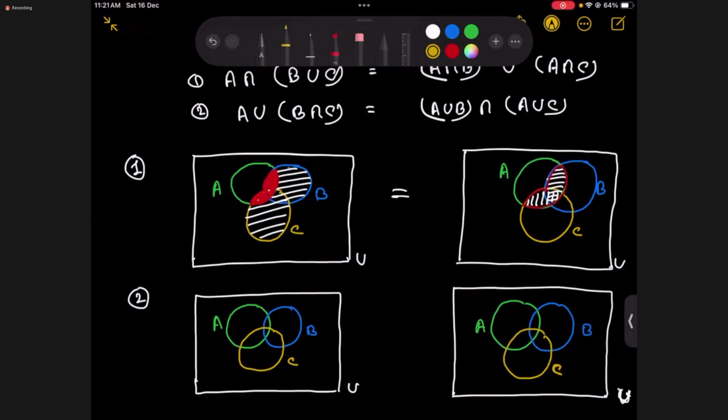Okay. So what about B intersection C? B intersection C means this part, this white portion. And what about A union B intersection C? Like we're taking union with this A. So we are just drawing it as a red line. This part, the whole part.